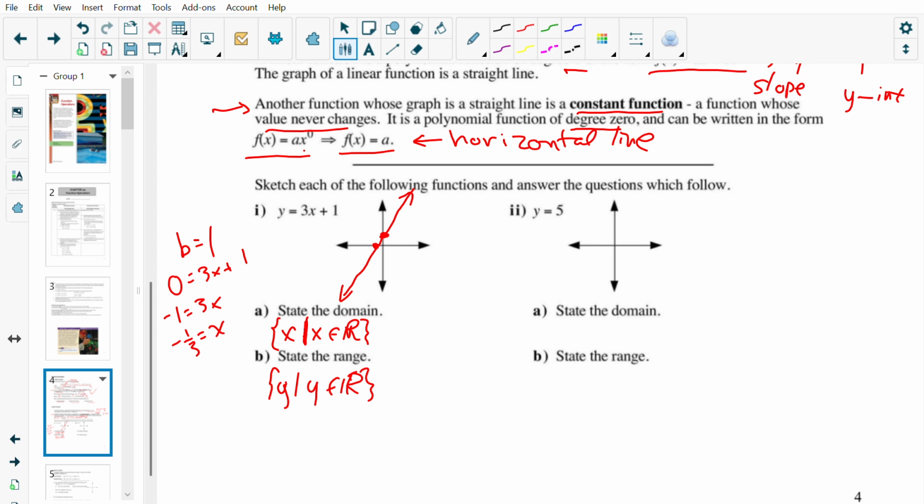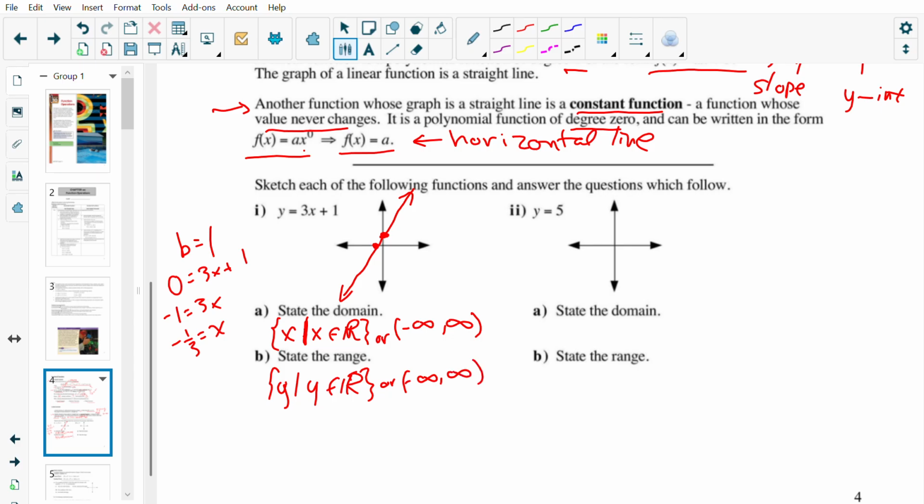Okay, and then let's do this in interval notation as well. That's negative infinity to positive infinity. That's negative infinity to positive infinity.